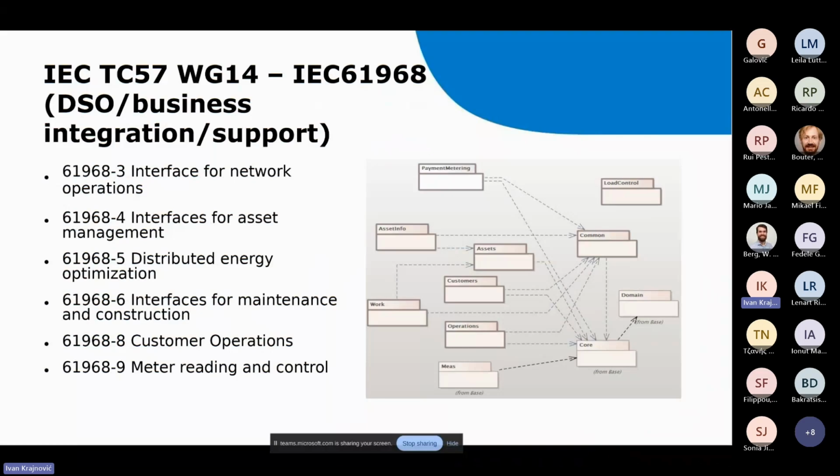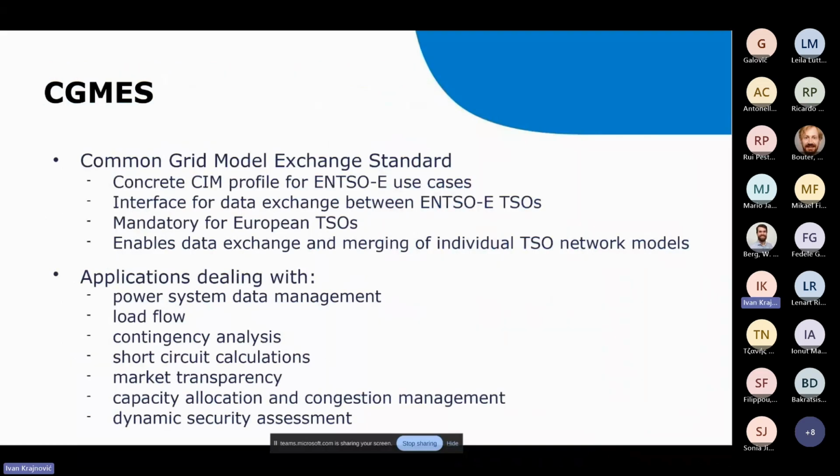And these standards are different between Europe and America. The network standards are shared and used in America and Europe normally, but the market standards differ because of different market structures. And these are all abstract SIM standards that are done by the IEC. But one variant of these standards is standardized as CGMES by the ENTSO-E, and it's mandatory for European TSOs and data exchange between European TSOs.